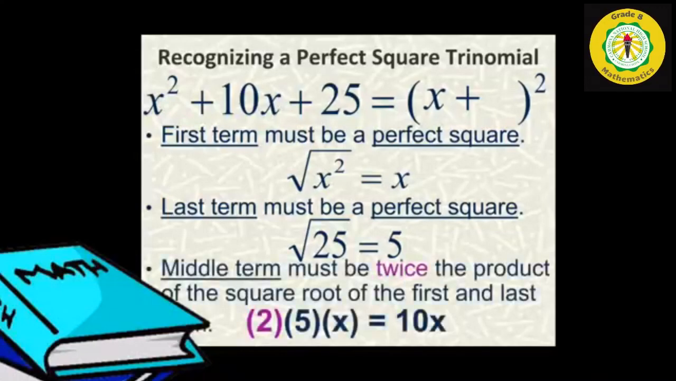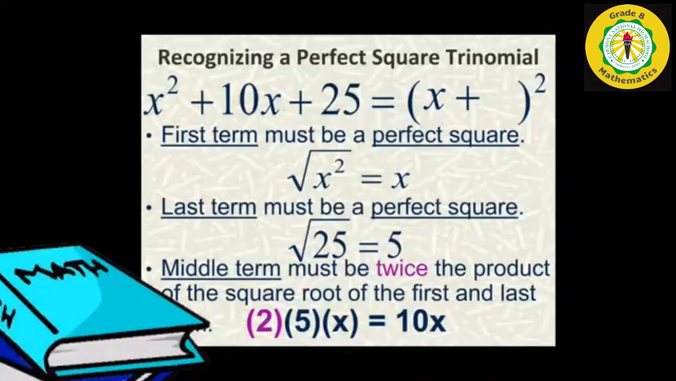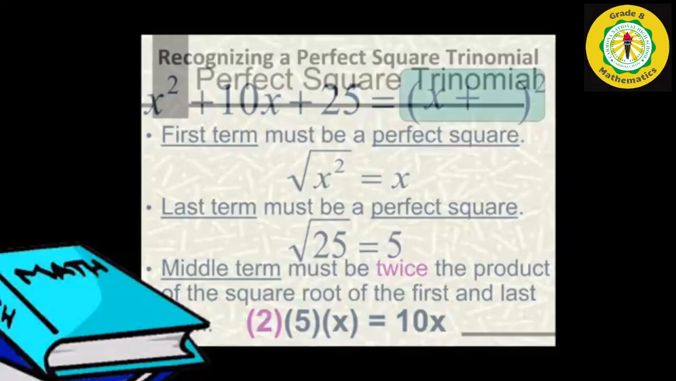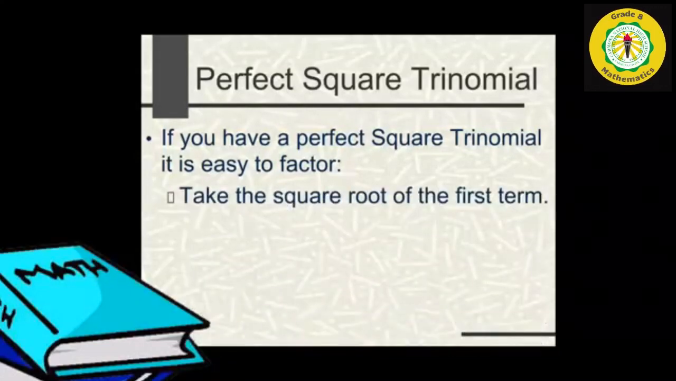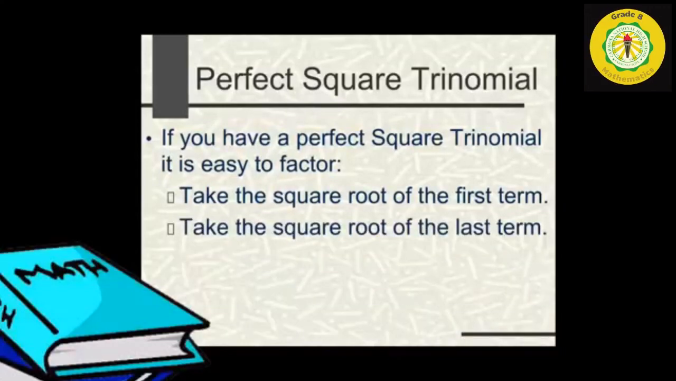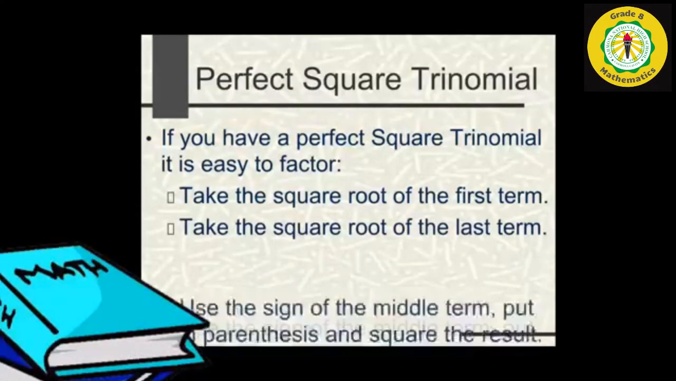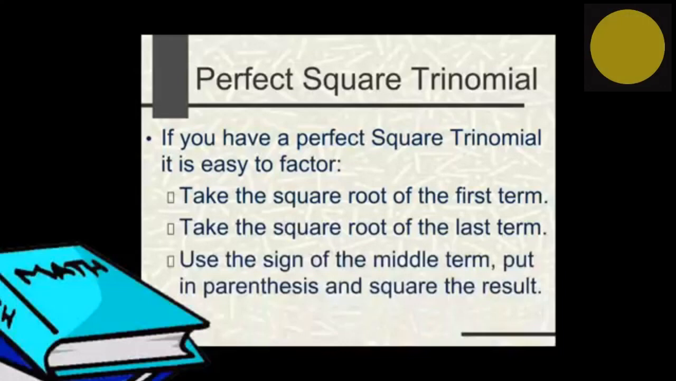And the middle term must be twice the product of the square roots of the first and the last term. So 5 times x, we need to multiply it by 2, and that's 10x. So the answer is x plus 5 squared. If you have a perfect square trinomial, it is easy to factor. We just need to take the square root of our first term and the square root of the last term, use the sign of the middle term, put it in parentheses, and square the result.